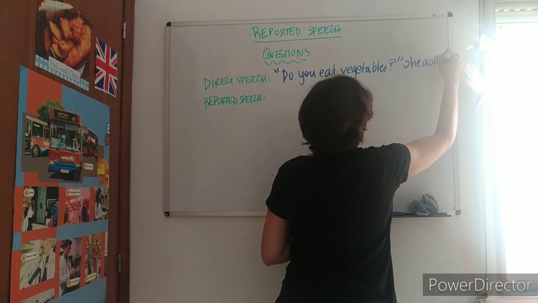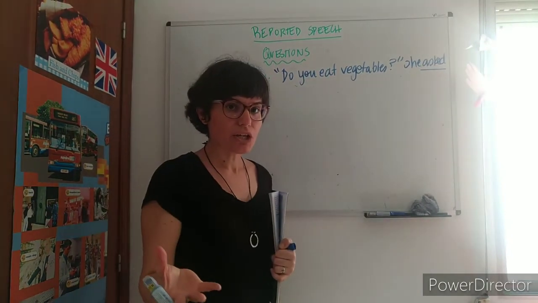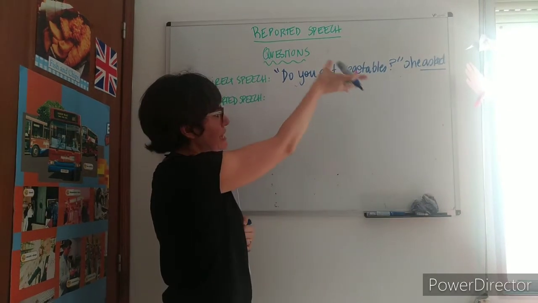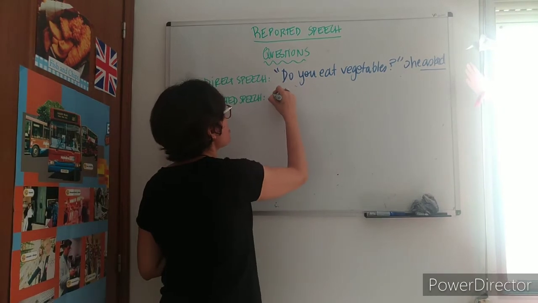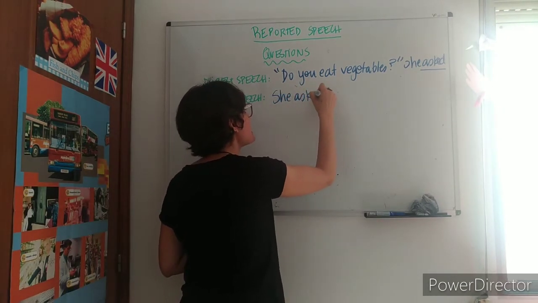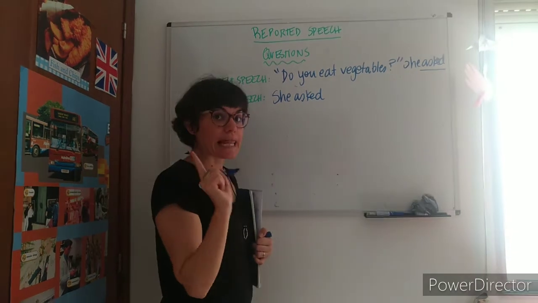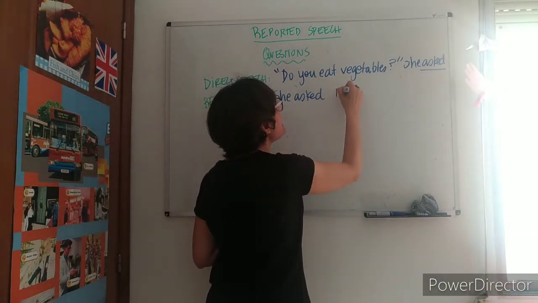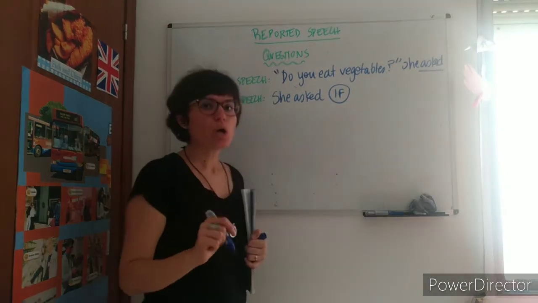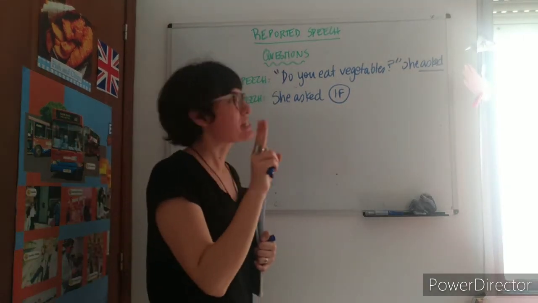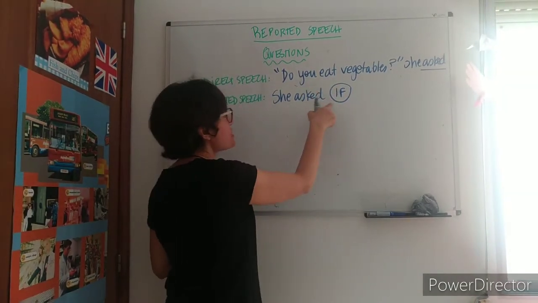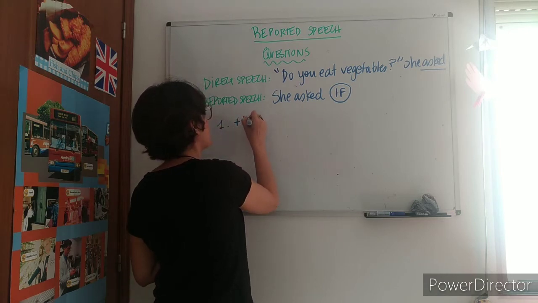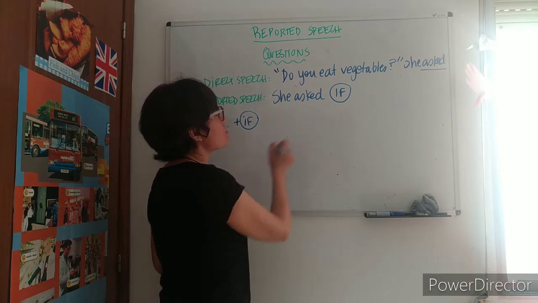She asked. Instead of using the verb said here, as it's a question, we use the verb ask. Okay? So in order to turn this sentence into reported speech, I would say, she asked. And now instead of using that, as it's a yes-no question, we introduce if. If or whether. Whether and if mean the same. And then, this is the first change. We introduce if.